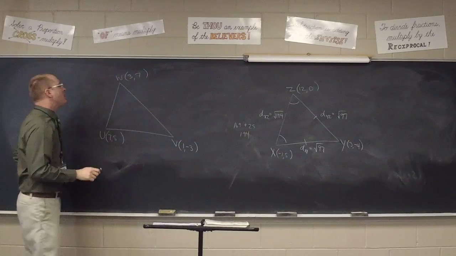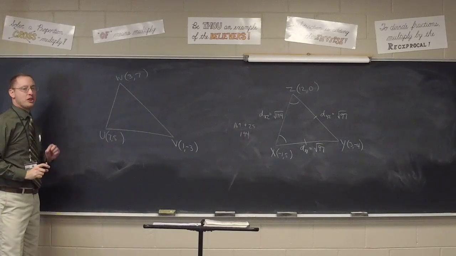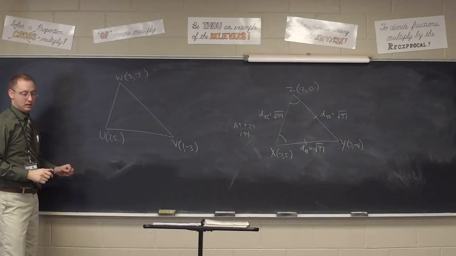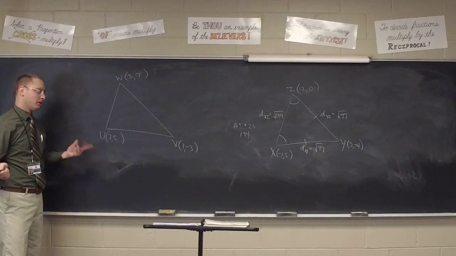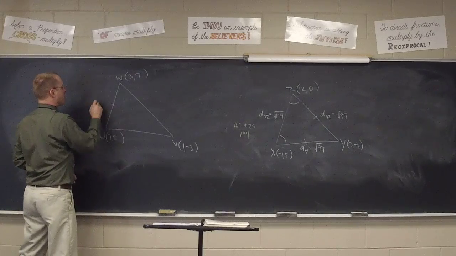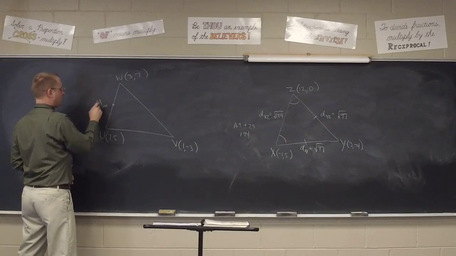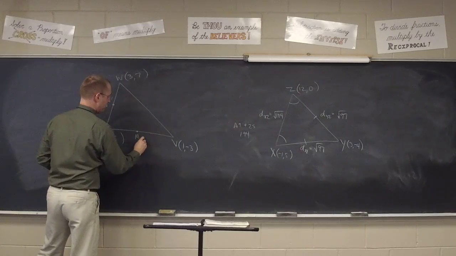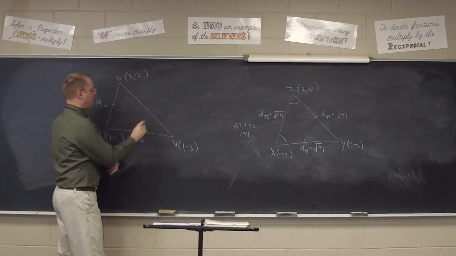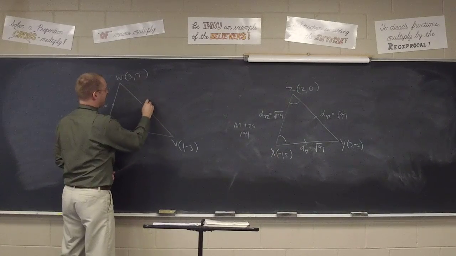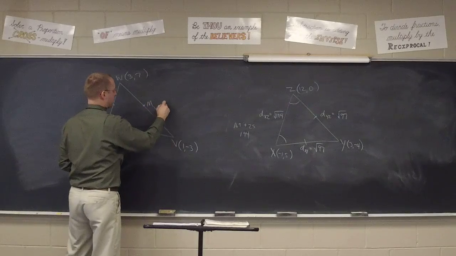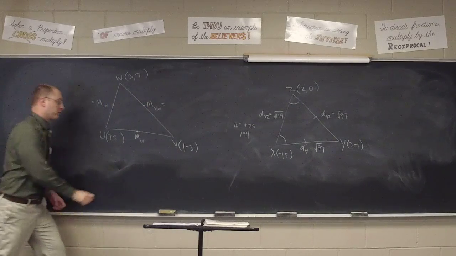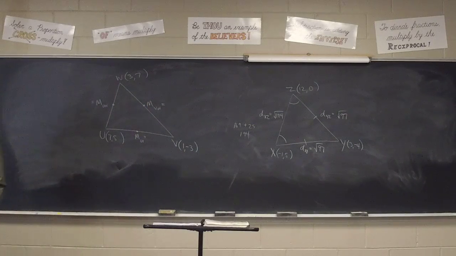All right, we want the lines that join the midpoints. So guess what we're going to have to find? The midpoints. So let's find the midpoint of UW. Let's find the midpoint of UV. And let's find the midpoint of VW. At your seats. Find all 3 midpoints.